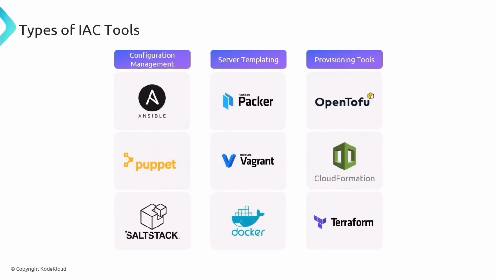Infrastructure as code tools can be broadly classified into three types. Tools such as Ansible, Puppet, and SaltStack are configuration management tools. Then there are tools for server templating. Packer, Vagrant, and Docker fall into this category. And finally, you have infrastructure provisioning tools, and this is where OpenTofu and CloudFormation fall into, as well as Terraform. Let's look at these in a bit more detail. Let's quickly go over all of the three types.